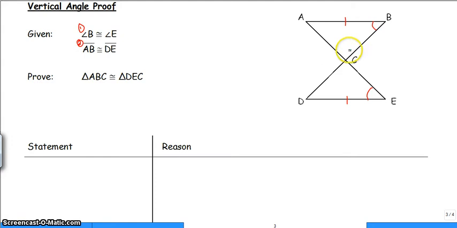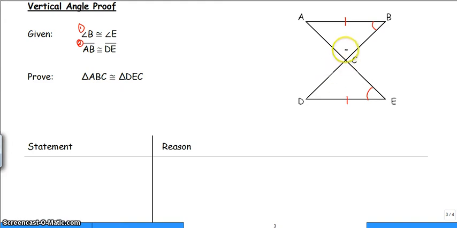I look at my triangles. I only have two pieces of corresponding parts that are congruent. I need that third one. Anytime we have triangles touching at a vertex like this, this is considered a bow tie proof. Always look for vertical angles.